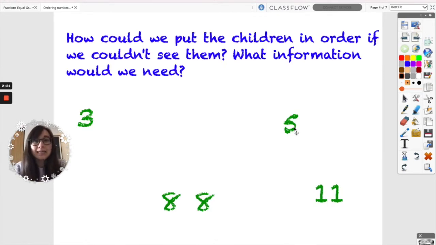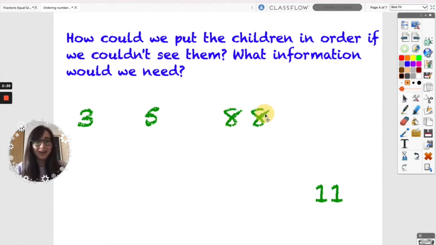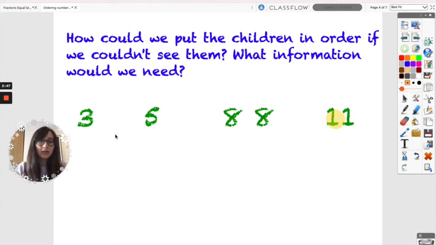Which child would be next? So we've got 3 is the youngest. Who would be next? The 5-year-old would be next. Then who would be next? The 8-year-old. And then the other 8-year-old twin, kind of like Zachariah and Zakia. They're the same age. And then the oldest child is 11. So here we've put their ages in order from youngest to oldest.